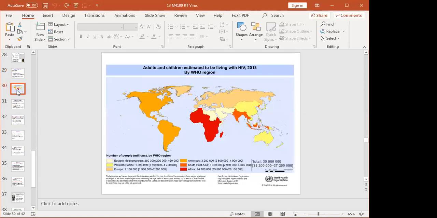Slide number 30 is just basically giving an estimate of number of people per million infected with HIV in different regions of the world. This chart was prepared by WHO, or World Health Organization.